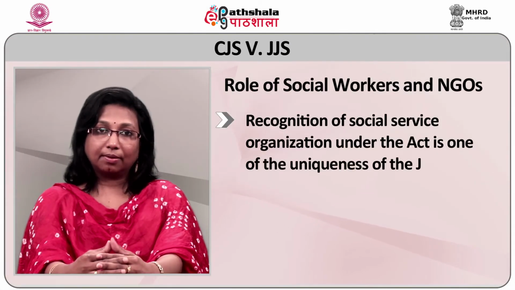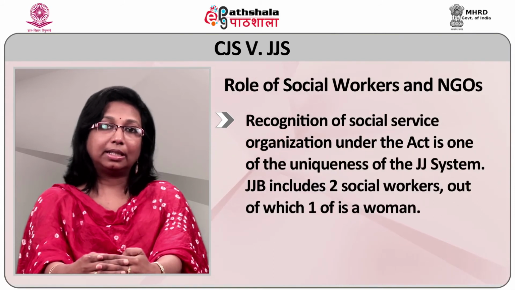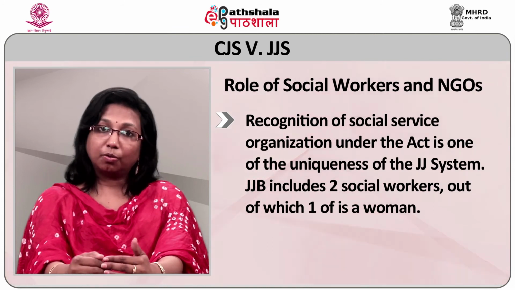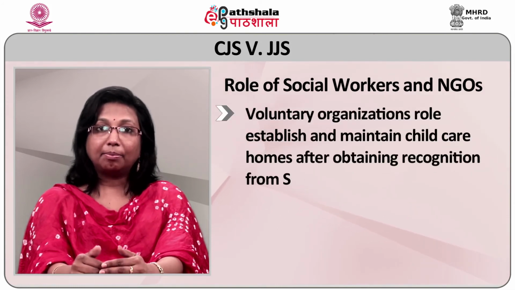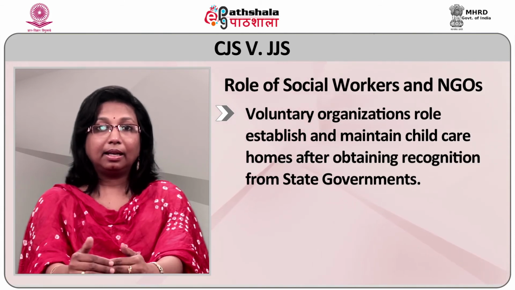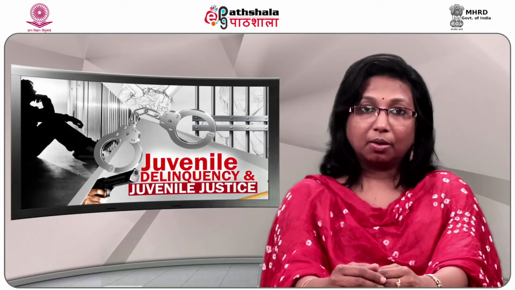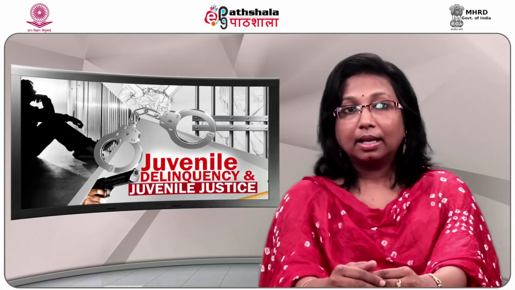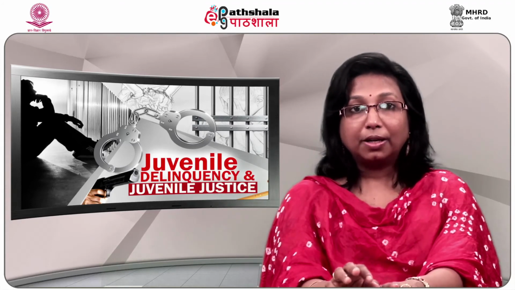Next, let us look at the role of social workers and NGOs. Recognition of social service organizations under the Act is one of the uniqueness of the JJ system. The JJB includes two social workers, out of which one is a woman. Voluntary organizations' role is to establish and maintain child care homes after obtaining recognition from state governments. The social worker or voluntary organizations are appointed as part of a fit person or fit institution.